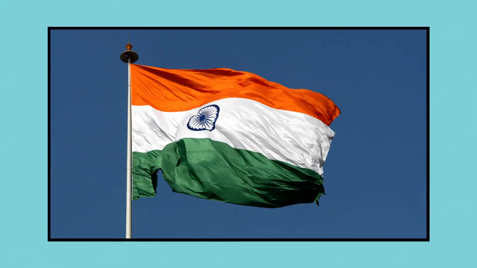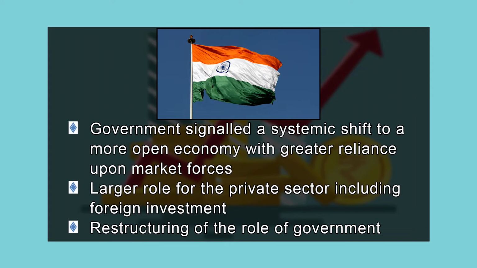The need for a policy shift had become evident much earlier, as many countries in East Asia had achieved high growth and poverty reduction through policies that emphasized greater export orientation and encouragement of the private sector. India took some steps in this direction in the 1980s, but it was not until 1991 that the government signaled a systemic shift to a more open economy with greater reliance upon market forces, a larger role for the private sector, including foreign investment, and a restructuring of the role of government.